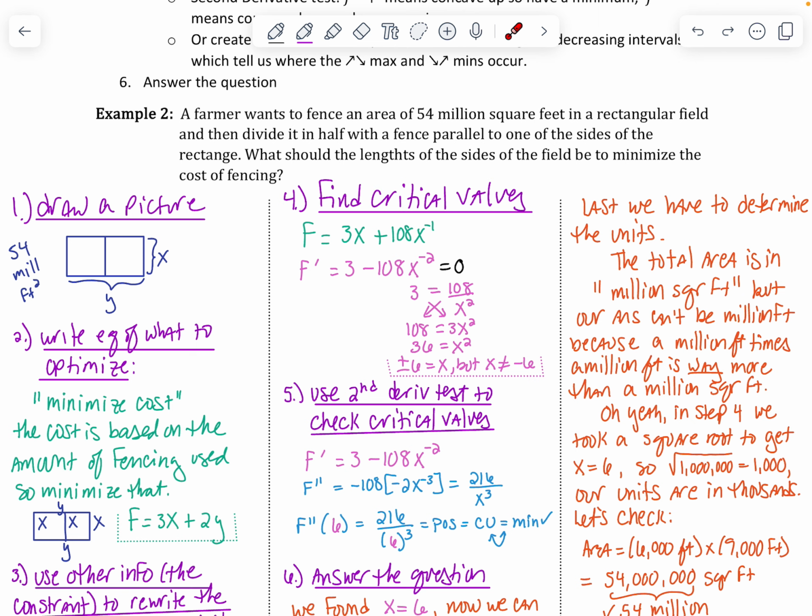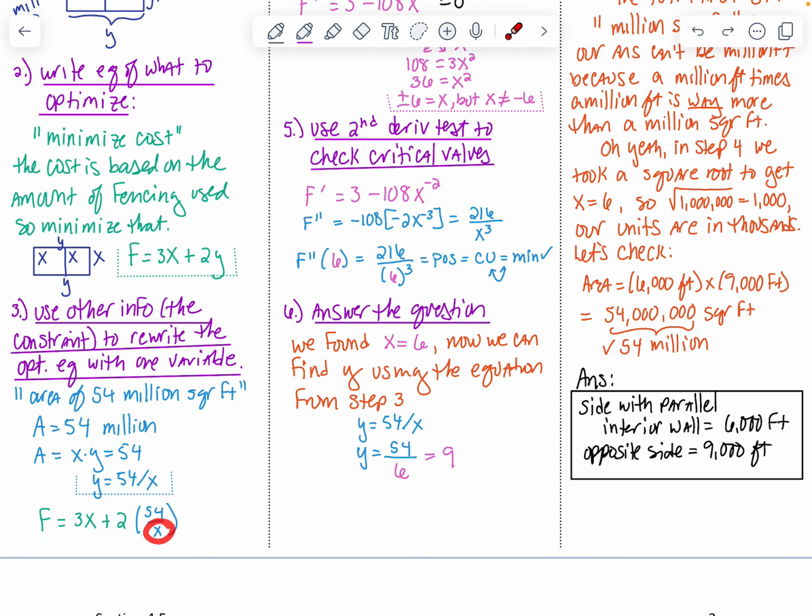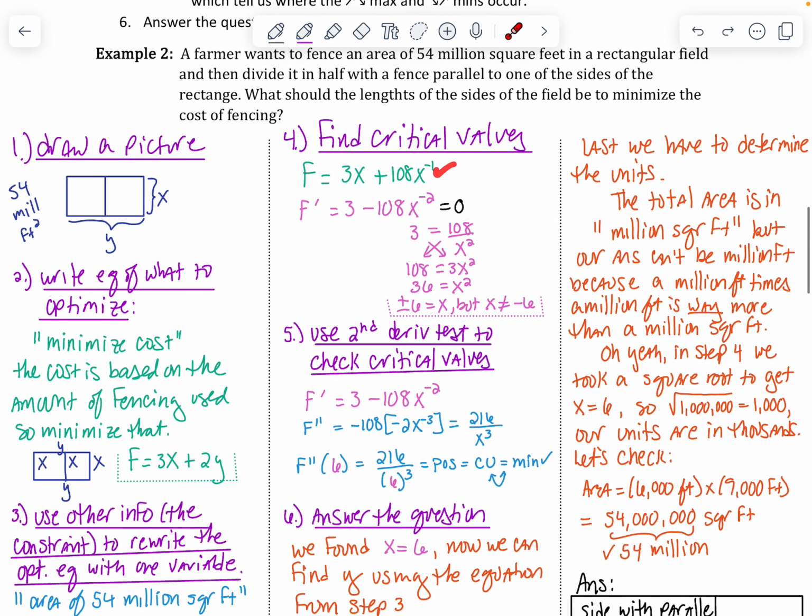And I'm going to need to find a critical value. That requires taking a derivative. So let's go ahead and write that when it's got X in the denominator, we can just make it X to the negative 1. So now finding a derivative of 3X is easy. And negative 1 as my exponent gives me a derivative of negative 108 X to the negative 2.